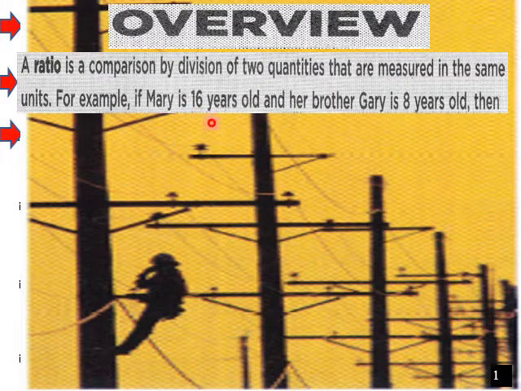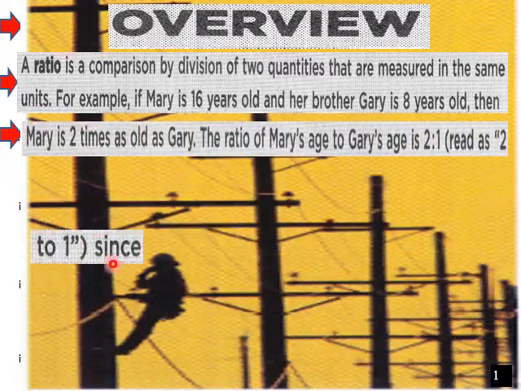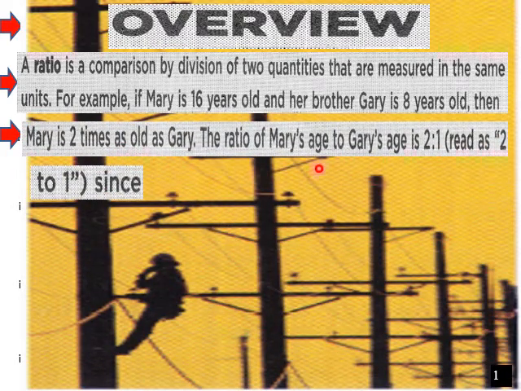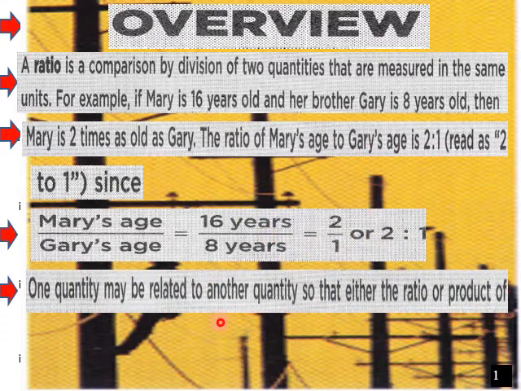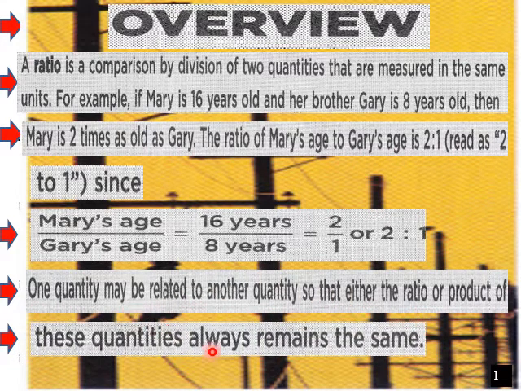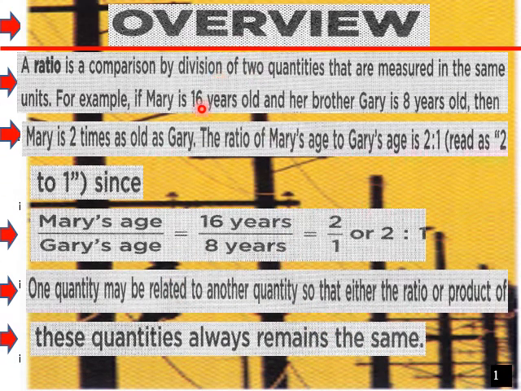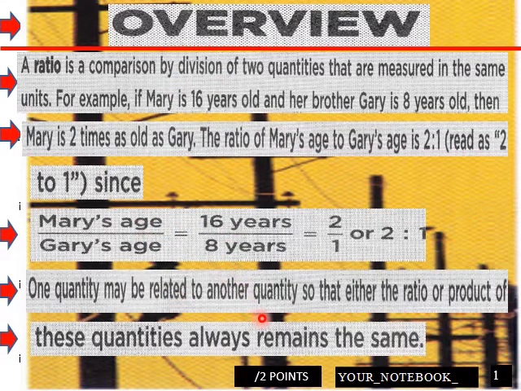Overview. A ratio is a comparison by division of two quantities that are measured in the same units. So the ratio of Mary's age to Gary's age is 2 to 1, read as 2 to 1. One quantity may be related to another quantity so that either the ratio or product of these quantities always remains the same. That is an overview of what's in this section.